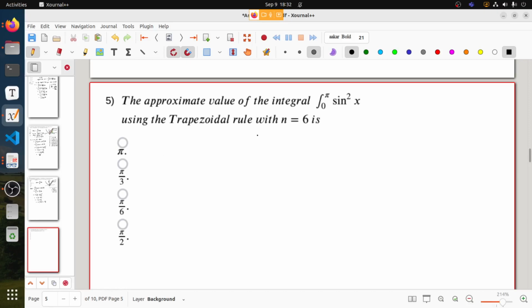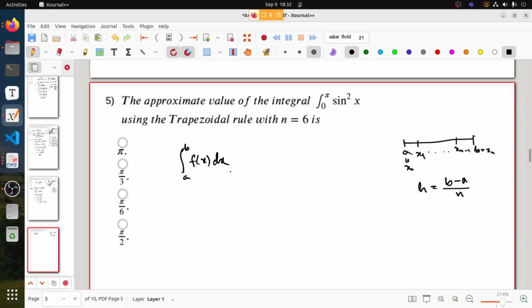Suppose you want to evaluate this integral a to b f(x) dx, right? So divide this interval a to b into partitions. Suppose the points are denoted by x0, x1, dot dot dot, xn minus 1, xn, right? So we divide it into n partitions and write h equals b minus a by n.